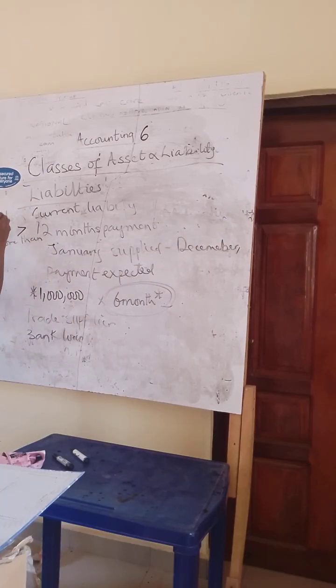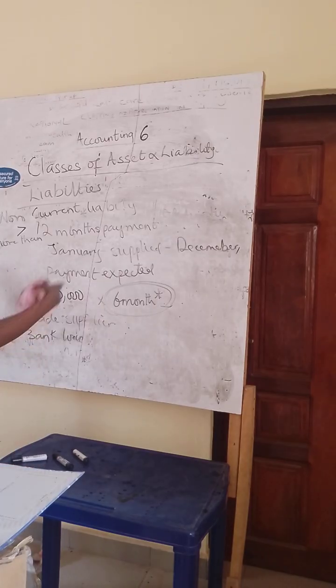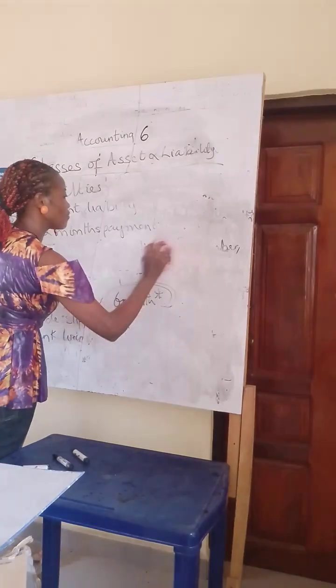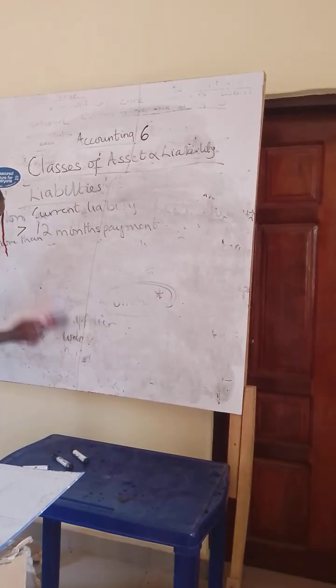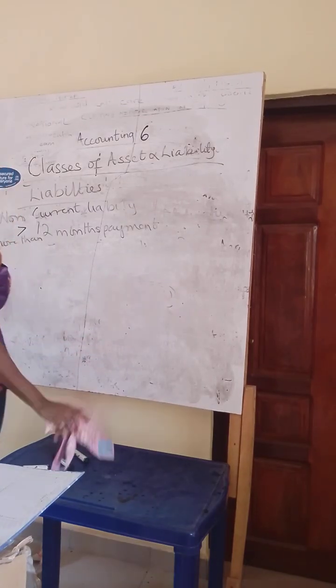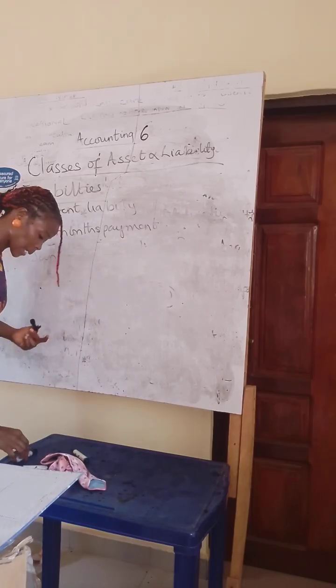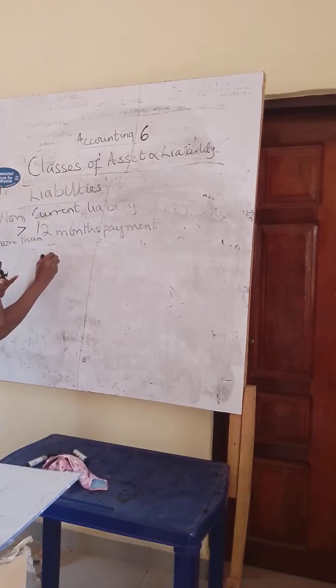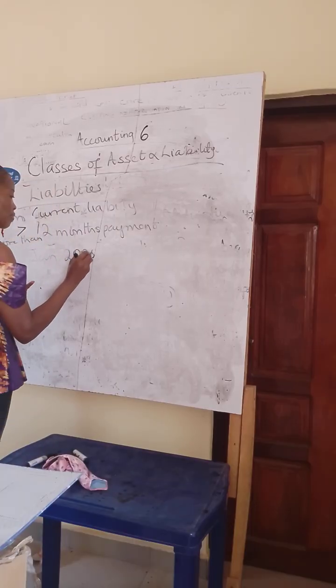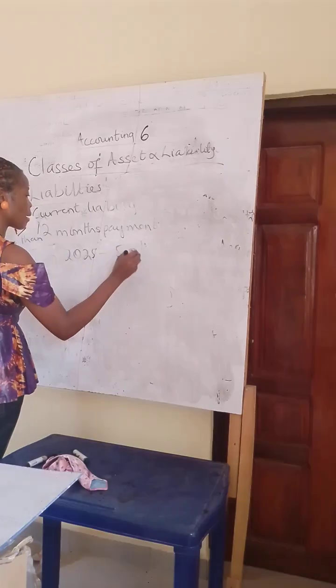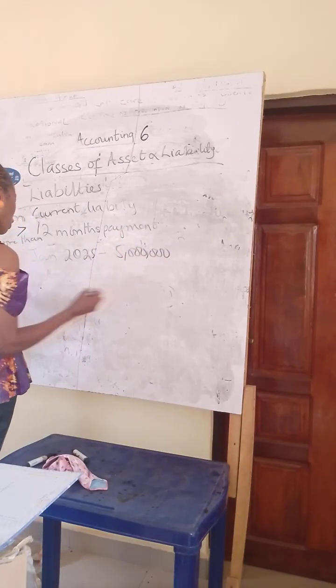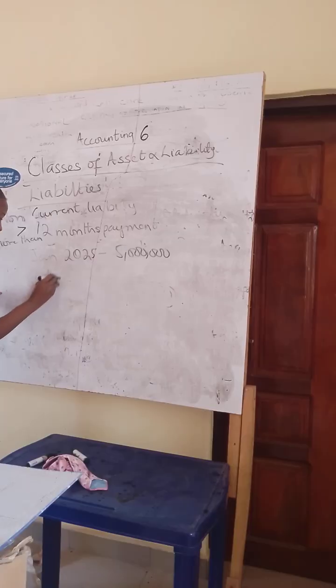Any payment that is more than 12 months, you've agreed to pay the bank. Let's assume you borrowed money from the bank in what? January 2025. And you told the bank, or rather you agreed with the bank, that I'll pay you this money in 3 years' time. So you went to the bank in January 2025 to borrow 5 million naira, and you agree you're going to pay them back their money after 3 years.